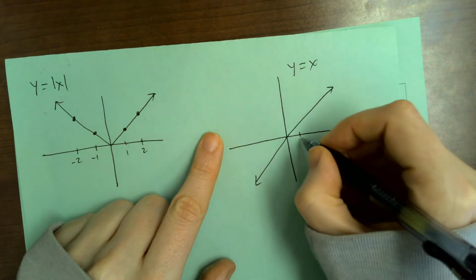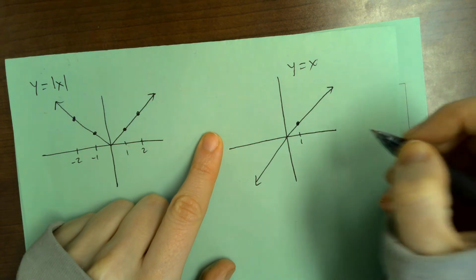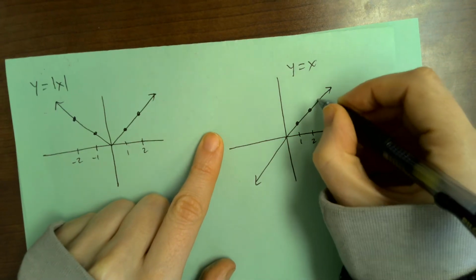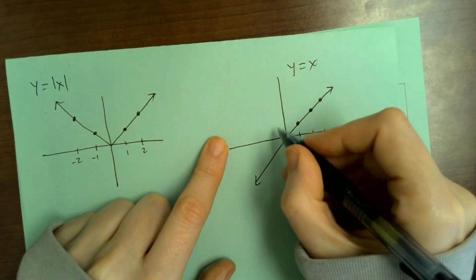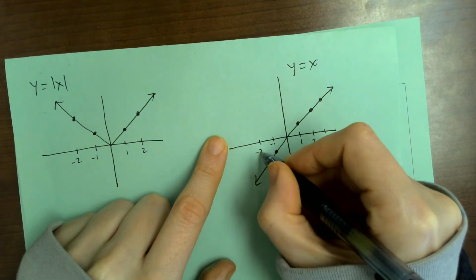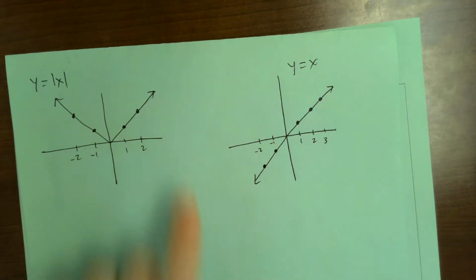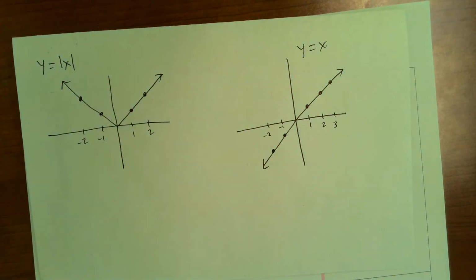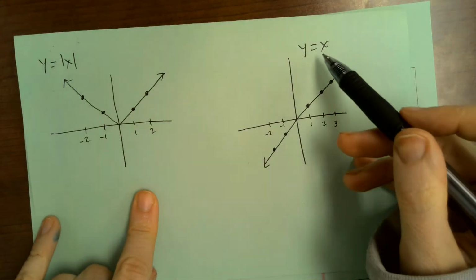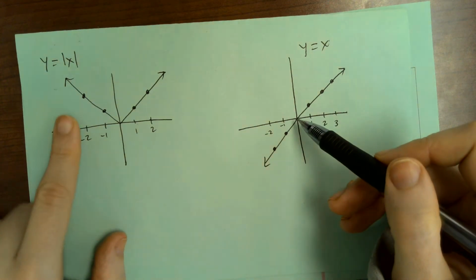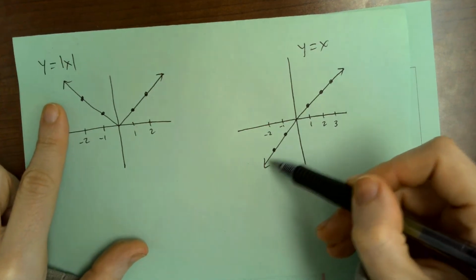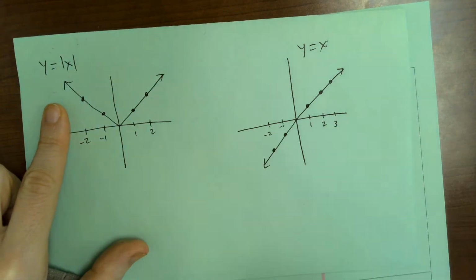Now, compare that to the graph of y equals x. If you plug in 1, you get 1. If you plug in 2, you get 2. If you plug in 3, you get 3. But with the negative numbers, if you plug in -1, you get -1. You plug in -2, you get -2, etc. So the difference between these two is that for y equals x to become the absolute value of x, you would have to flip this negative part over the x-axis.